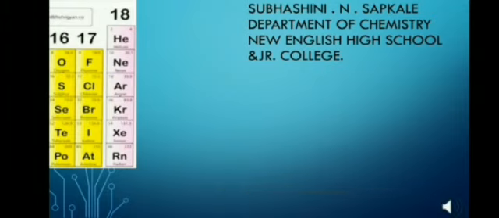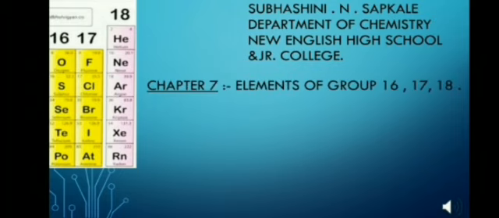Today we will start with the new chapter, that is chapter 7, elements of group 16, 17 and 18. In the 11th standard we have done the periodic table. We know that the p block of the periodic table consists of group 13 to 18. Out of this, 13, 14 and 15 we have done in 11th standard. In this chapter, we will be doing group 16, 17 and 18.